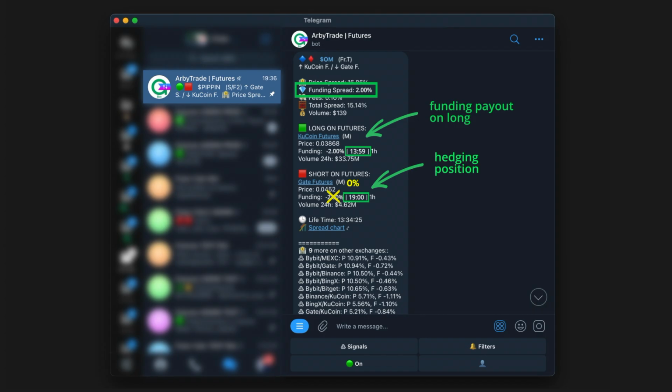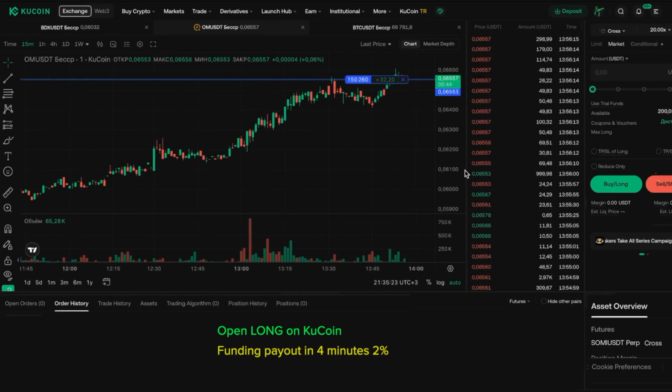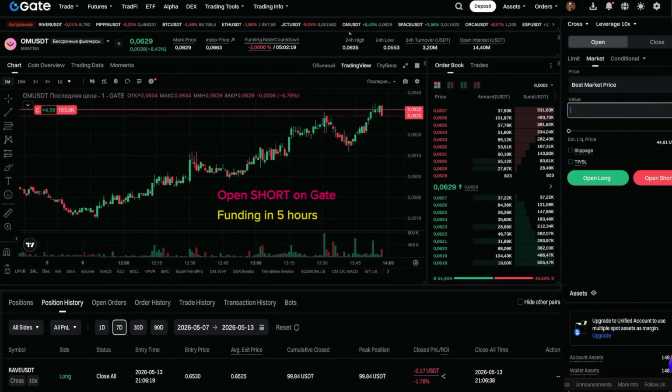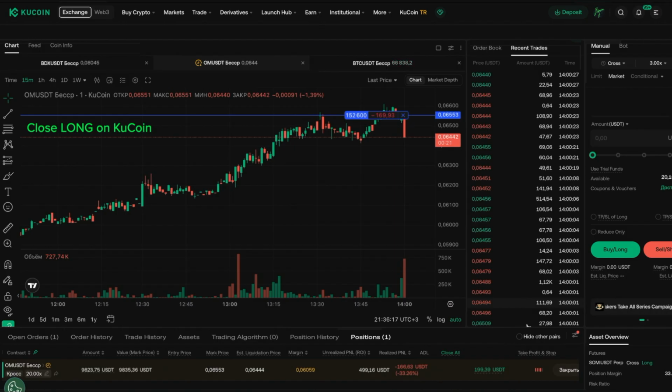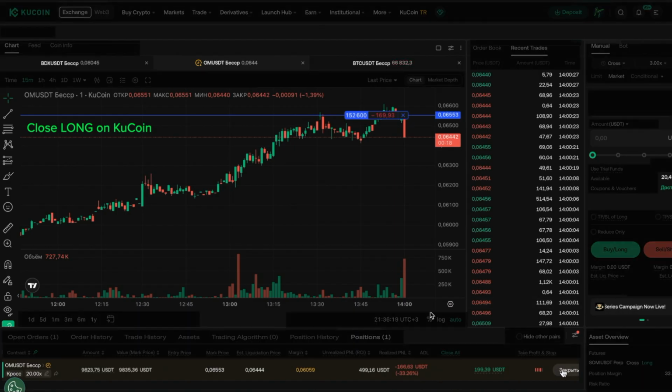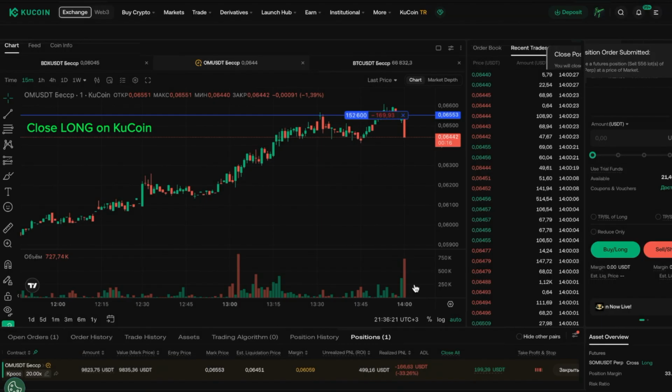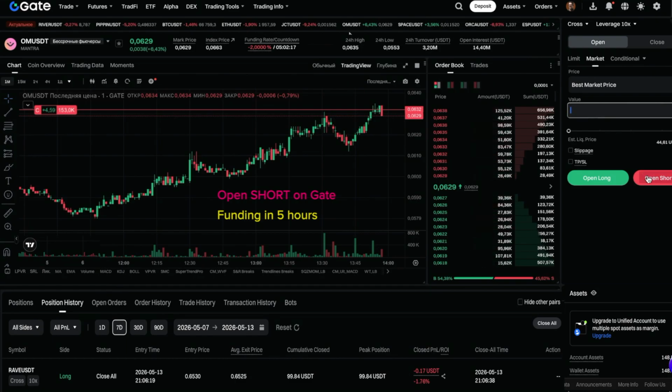For this signal, we need to open a long on KuCoin because it has an elevated funding rate and the payment is in 4 minutes. And open a short on Gate since the funding payment there is in 5 hours and the actual rate value doesn't matter. We open the long on KuCoin and the short on Gate. After the funding on KuCoin is paid, we close both positions. We close the long on KuCoin and the short on Gate.